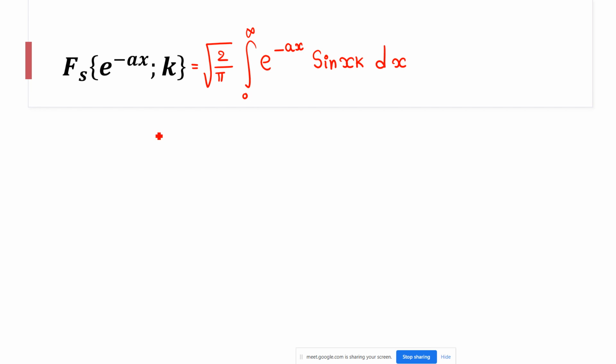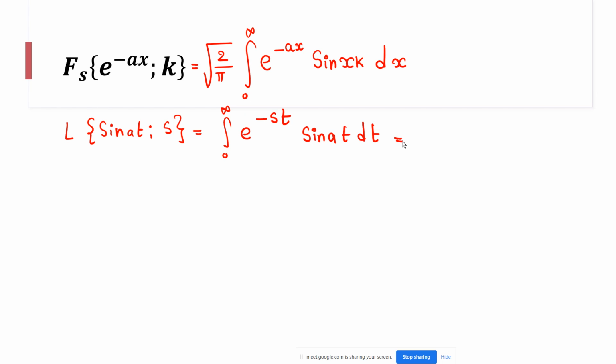What we have is, we know that the Laplace of sin at converted to variable s is given by the formula integrating 0 to infinity e raised to minus st, and I'll multiply it with sin at dt. If I want to find out Laplace of sin at, it is nothing but a upon s square plus a square. Okay, so just think about the change in the variable and let me know what I should multiply over here.